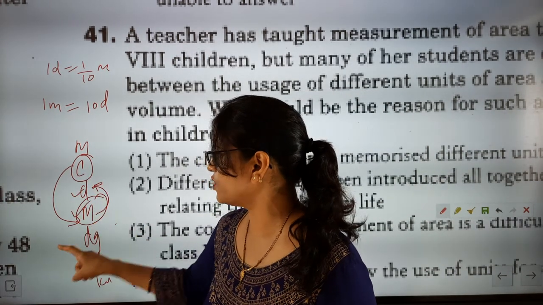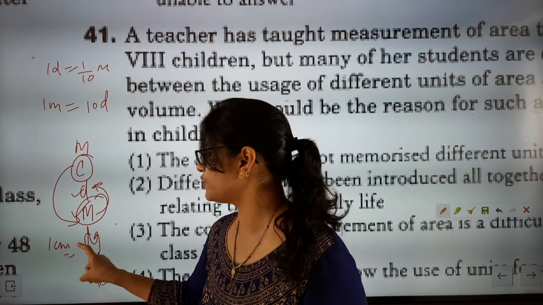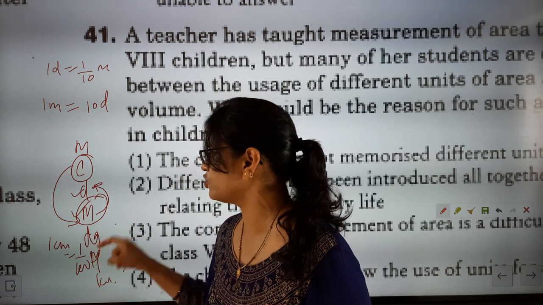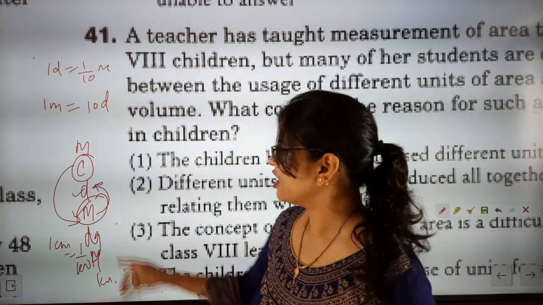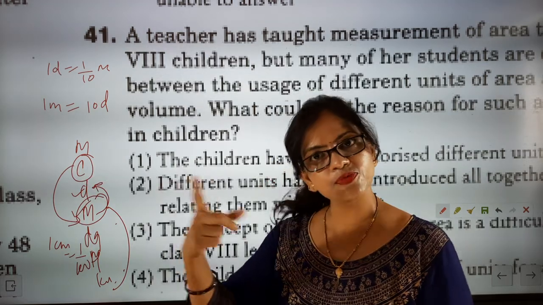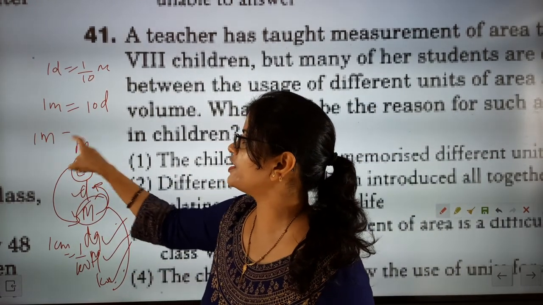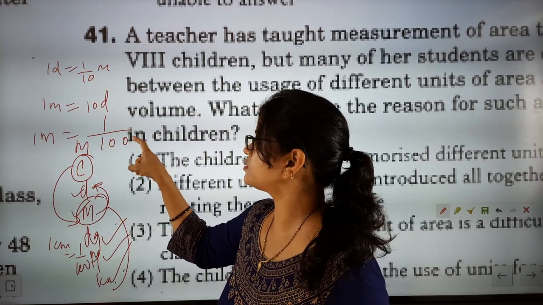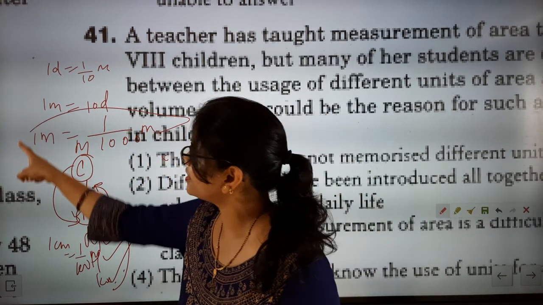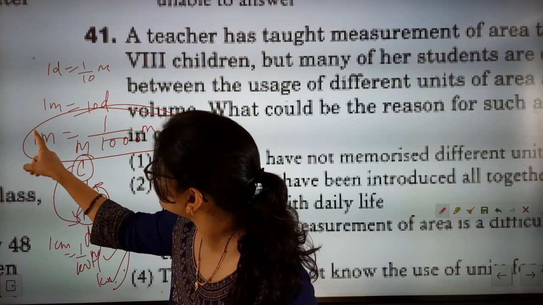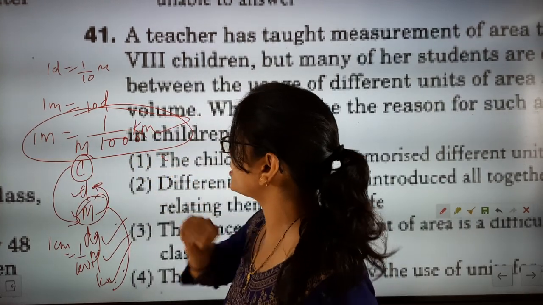Two steps down you are going. So 1 centimeter equals 1 by 100 meter. So 20 you put. Like that the teacher should teach from meter to kilometer. How many steps are you going down? 1, 2, 3 steps. So since you are going down, divide. So 1 meter equals 1 by 1000 kilometer.